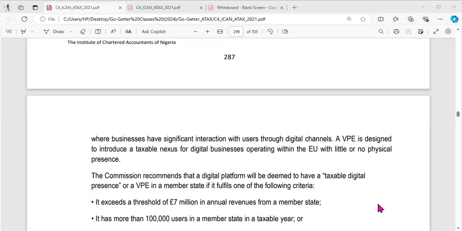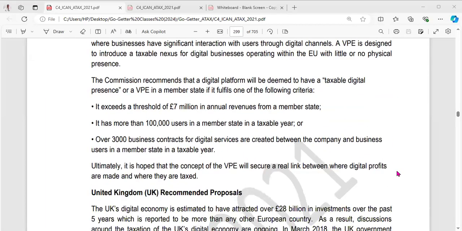Now, for this to be possible, a VEP in a member state must fulfill one of the criteria here. It exceeds a threshold of £7 million in annual revenue. It has more than 100,000 users in a member state, or over 3,000 business contracts for digital services. So you see, if it fulfills just one of these criteria, just one, then it can be taxable.